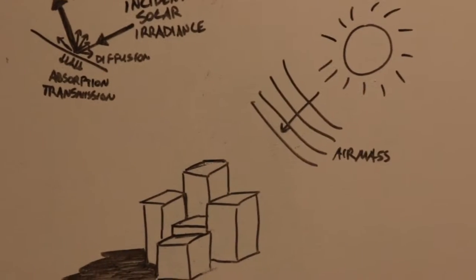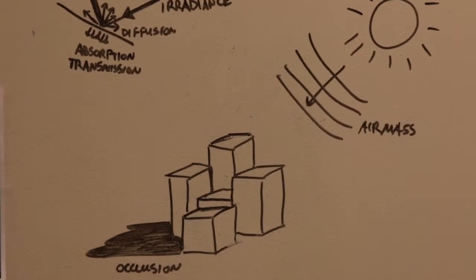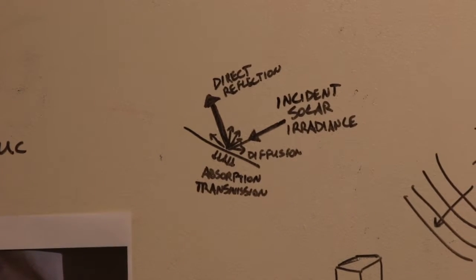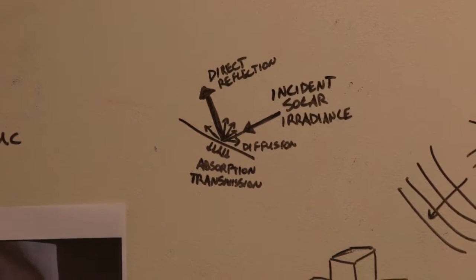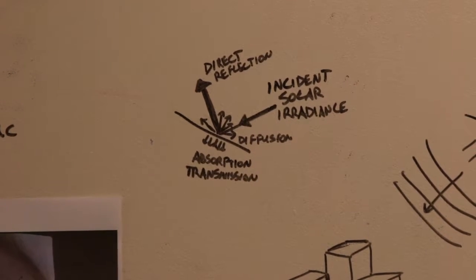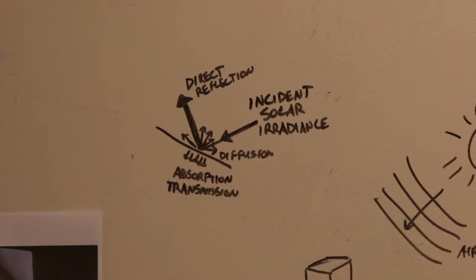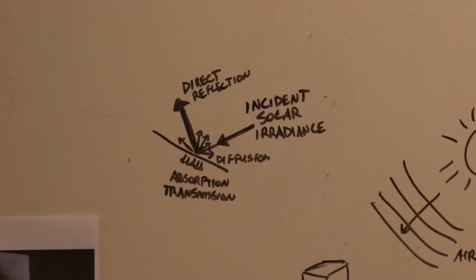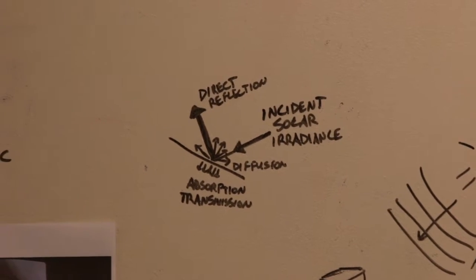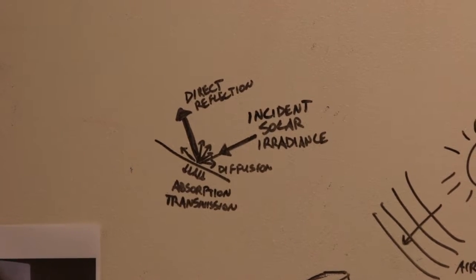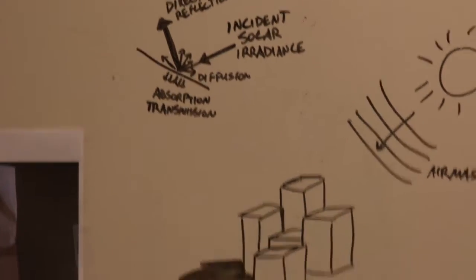Once the sun reaches the surface, which we can compute from the first derivative of the height map, we can then compute direct reflection, diffusion, absorption, and transmission, if we know the materials. But for now, we focus mostly on just computing the solar irradiance that's incident to the surface as the maximum potential solar that you could capture using solar panels.